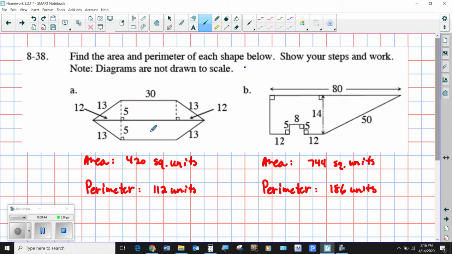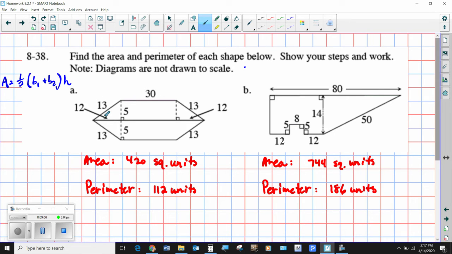What you've got here are 2 trapezoids. So we're going to take the formula for a trapezoid, which says that the area is basically the average of your 2 bases. So you take base 1 plus base 2, and you find the average of those 2 by adding them together, then dividing by 2 or taking half of it, then multiply times the height.